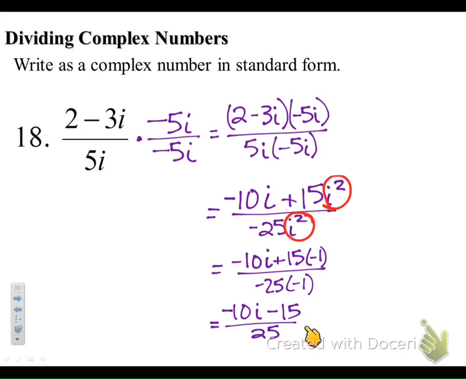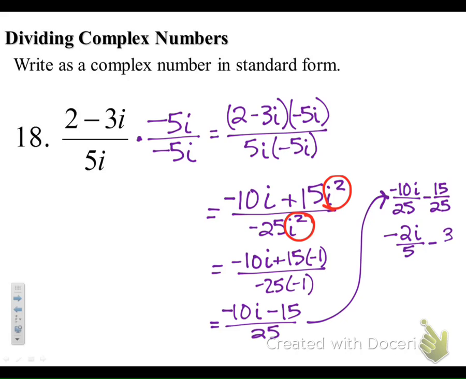Then you recheck. Do they all share the same factor? They are all a factor of 5, so I'm going to have to redo. Looks like we get negative 2i over 5 minus 3/5. But just make a note that the standard form would be the real part first, negative 3/5 minus 2/5 i.